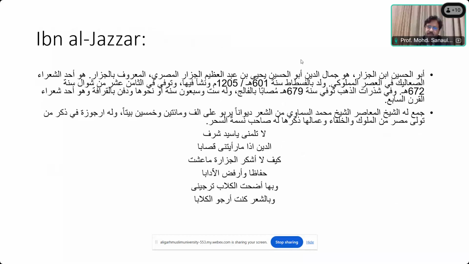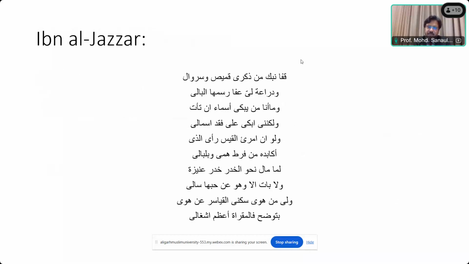Humor poetry. So when it comes to humor, then of course we will be having several names during the Ottoman period. So here it is Abu Hussein ibn al-Jazzar, and we'll be having different examples where he had composed many poems on the pattern of the classical poetry of the pre-Islamic era. Like composing poems on the pattern of certain segments of the earlier poems, as we are having this قِفَ نَبْكِ مِنْ ذِكْرَى قَمِيصٍ وَسِرْوَالٍ. So قِفَ نَبْكِ مِنْ ذِكْرَى حَبِيبٍ وَمَنْزِلٍ was composed by the pre-Islamic poet Imrul Qais. So here he's having something like قِفَ نَبْكِ مِنْ ذِكْرَى قَمِيصٍ وَسِرْوَالٍ. So it is one of the humor poetry.